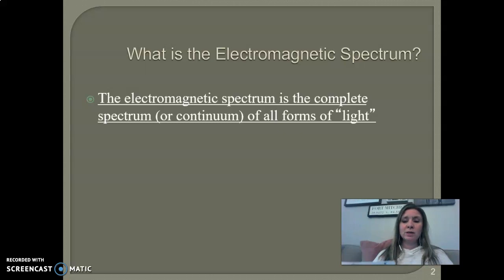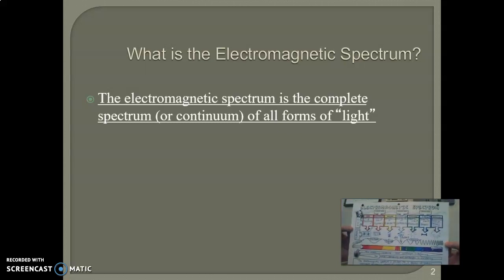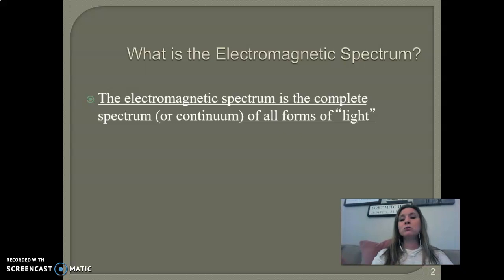And then there's other radiations that we can't see, such as a radio wave. You are receiving information through your Chromebook right now through a radio or microwave.